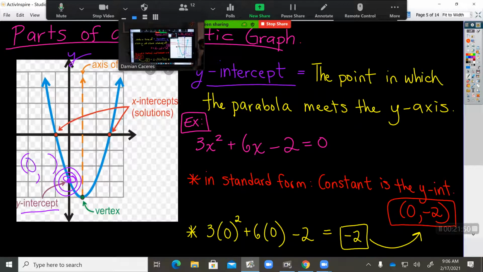0, comma, -3, right? This point right here is 0 and 3 down. So 0, comma, -3. Now, why do I show that? Couple reasons. Look at this example I have here.